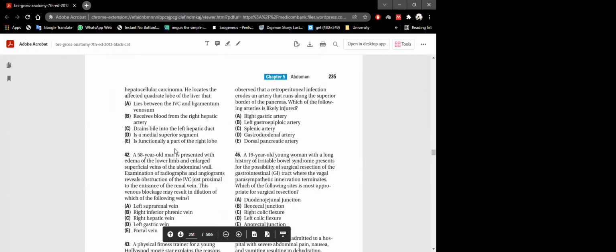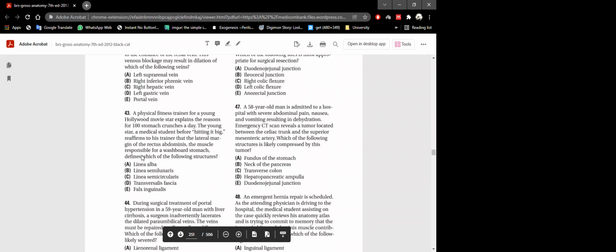Let me see. I think there was one more question that I found. Okay, there's this question. Simple question. It's telling you this dude is doing 100 crunches a day. He wants to hit it big. The lateral margin of the muscle defines which of the following structures? All right, so this is just asking, what do we call the lateral margin of the rectus abdominis? And I mentioned this. Yeah, it's the linea semilunaris.